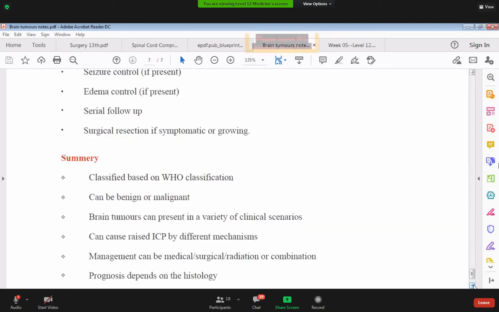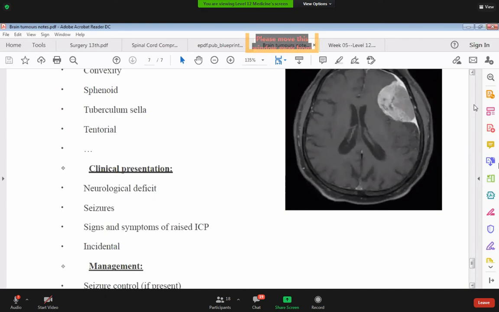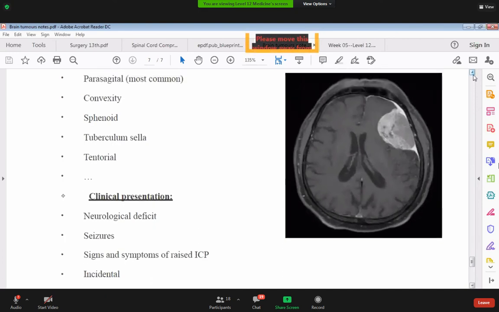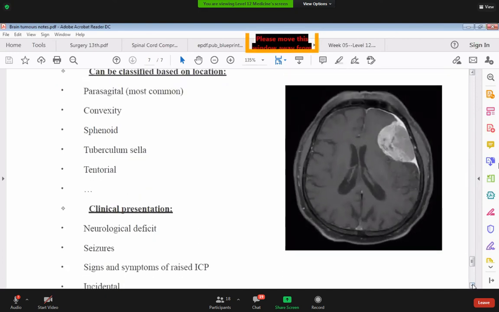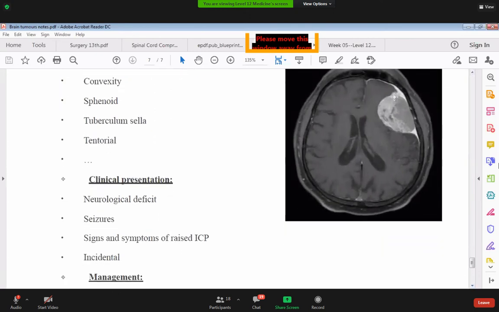Clinical presentation is neurological deficit, seizures. One more thing is these are tumors of the meninges, so usually they are in the periphery. They are along the meninges. They are not in the central part of the cerebrum. They can be anywhere around or inside these fissures, but they are not in the center of the brain parenchyma.